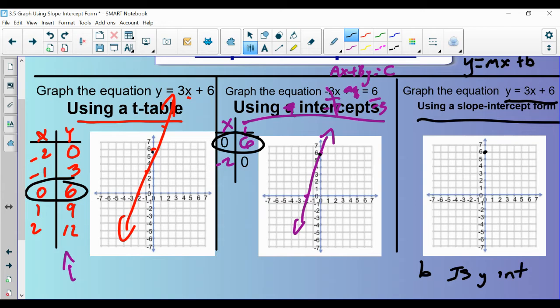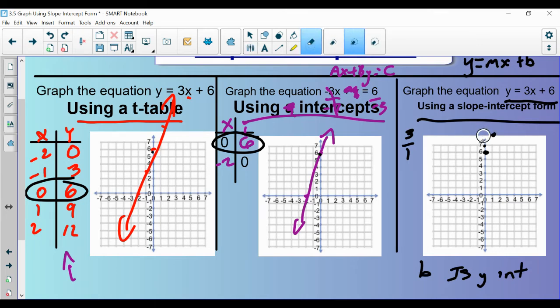And we talked about what slope is. Slope means rise over run. So if we turn 3 into a fraction, that would be 3 over 1. What we're saying is that our graph is going to rise 3 for every 1 that it runs. So, for example, we know our graph exists here at (0, 6). From that point, we're going to rise 3, 1, 2, 3, and run 1, meaning go left to right 1, and that's going to be our new point.